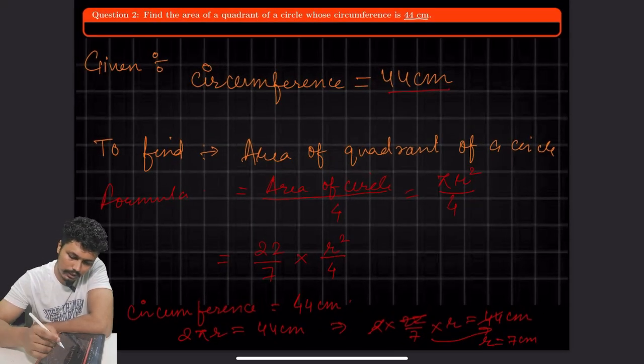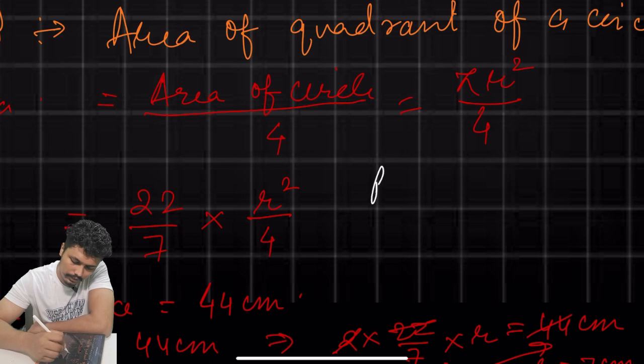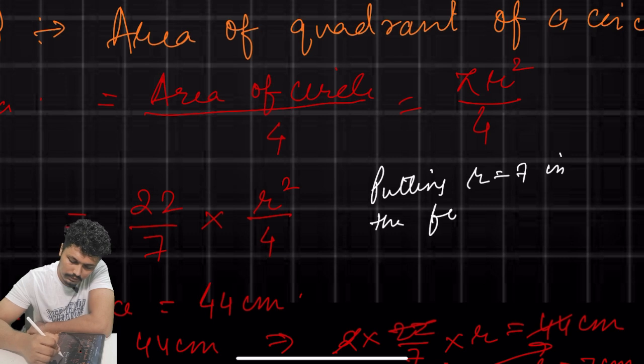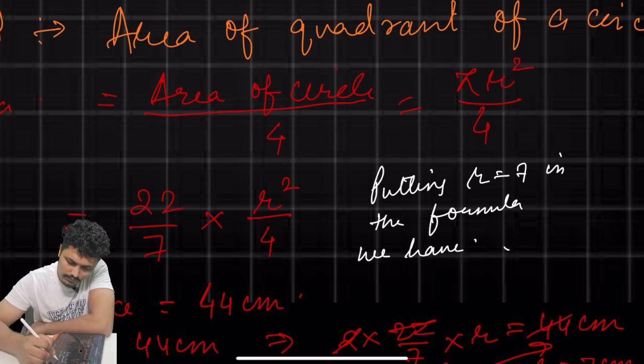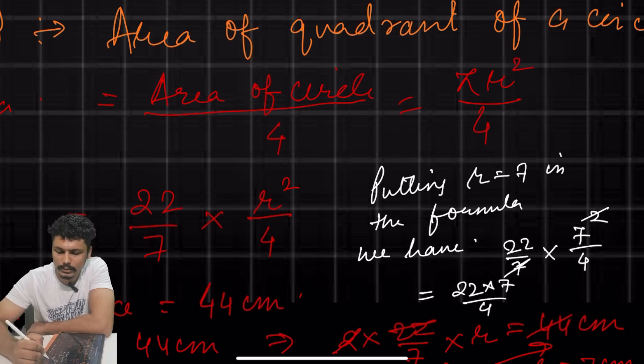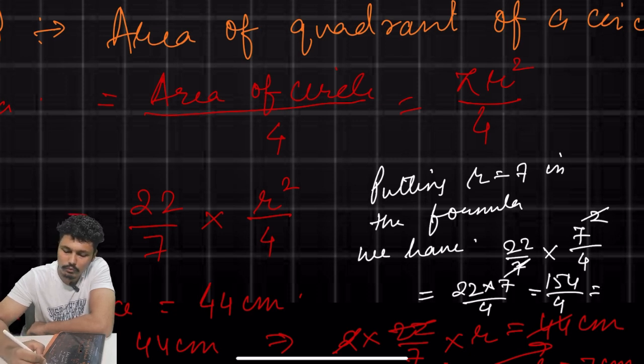So this r is equal to 7, I can put it here. Putting r equal to 7 in the formula, area of a quadrant is 22 by 7 into 7 square divided by 4. 7 and 7 will be cancelled. So it will be 22 into 7 divided by 4, which is 154 divided by 4. If I divide this, I get 38.5.